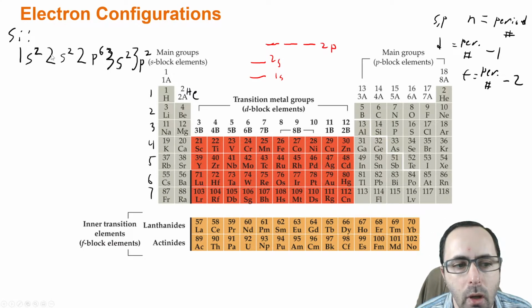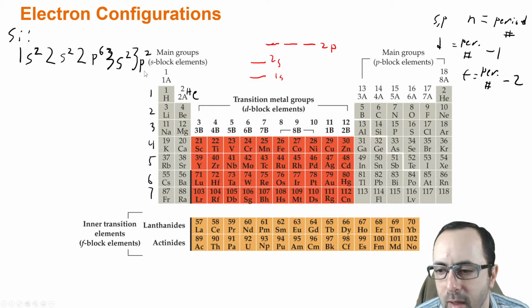That's a total of 14 electrons because a silicon atom has 14 electrons. There are 2 in the 1s, 2 in the 2s, so that's 4, plus 6 more in the 2p, that's 10, plus 2 more in the 3s, that's 12, plus 2 more in the 3p, that's 14.